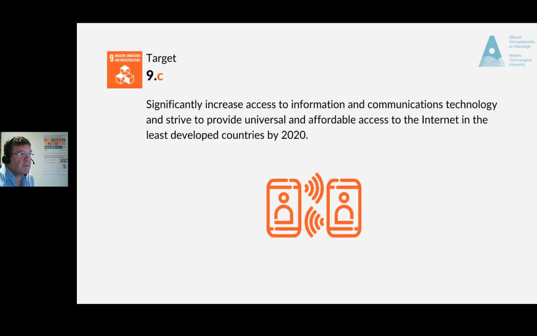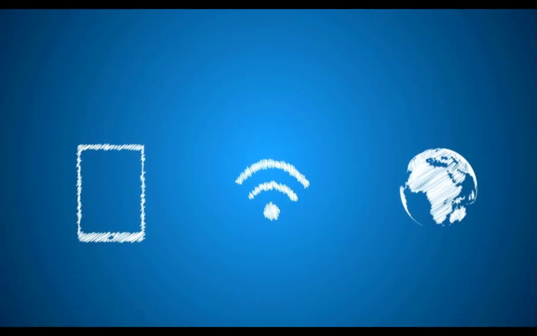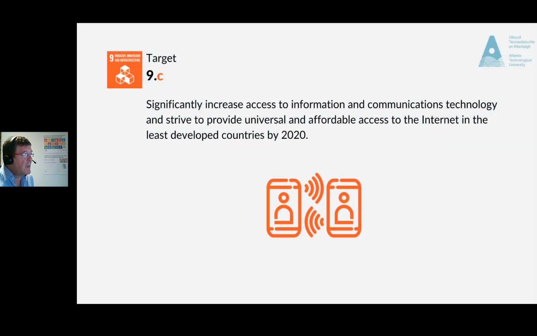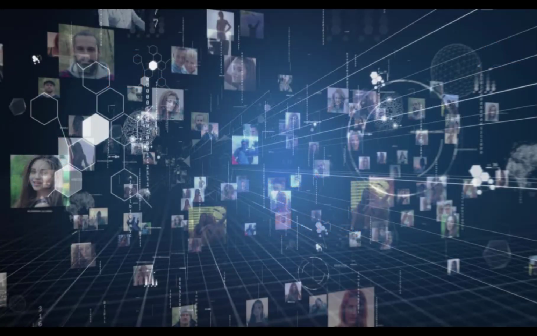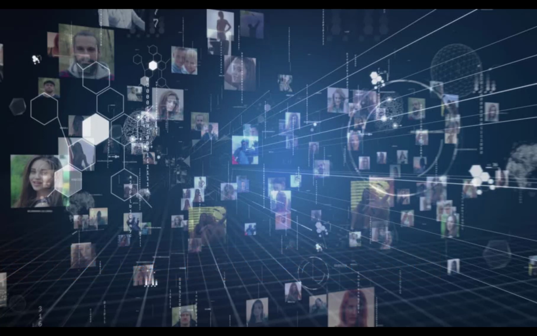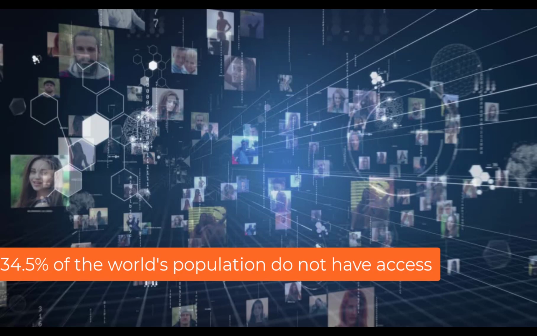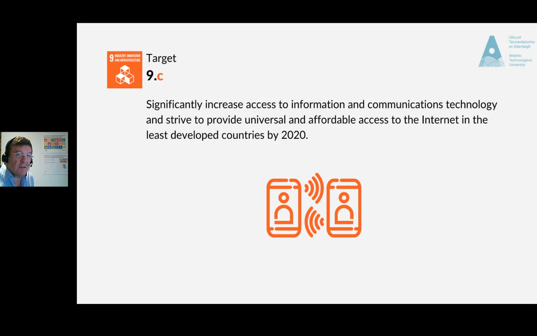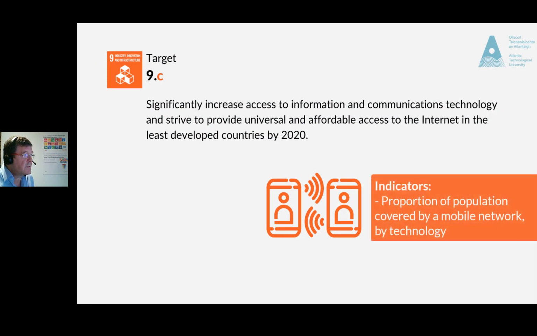Target 9C, significantly increase access to information and communications technology and strive to provide universal and affordable access to the internet in the least developed countries by 2020. How do you think that's going? 65.5% of the world's population has access to the internet as of 2021. Hence, 34.5% don't. Can you imagine what it would be like not to have access to the internet? In fact, you could actually do a little bit of investigating on that and see what countries don't have it. You might be surprised. So the indicator for this will be the proportion of population covered by a mobile network by technology.